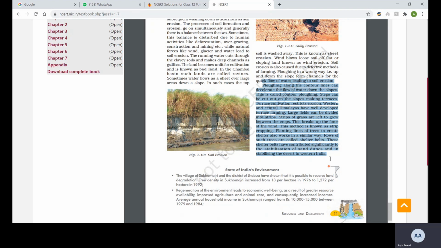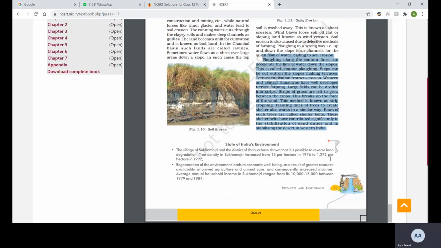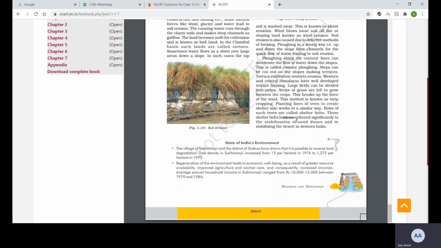Then just along the coast or in certain areas, shelter belts can be made. That is, rows of trees can be planted there to prevent soil erosion. These shelter belts have also contributed significantly to the stabilization of sand dunes in the desert area of western Rajasthan.